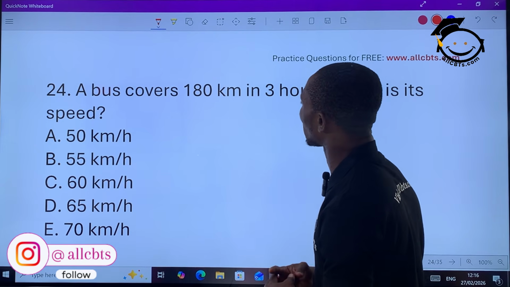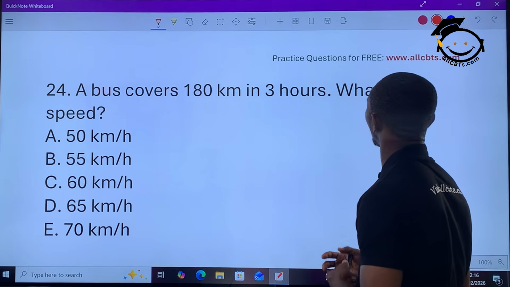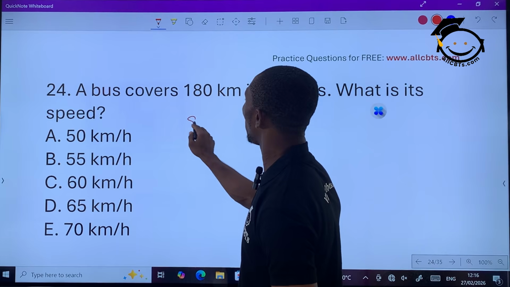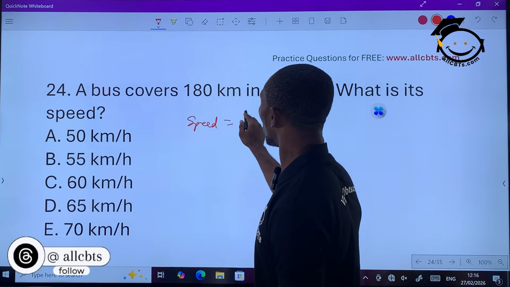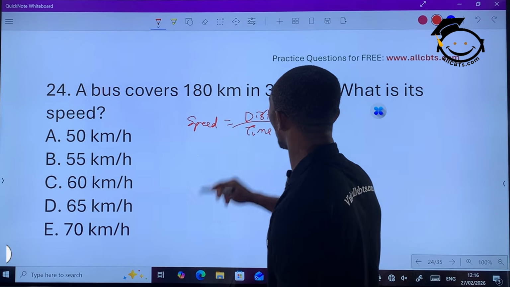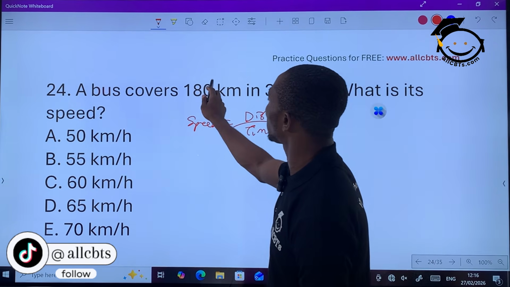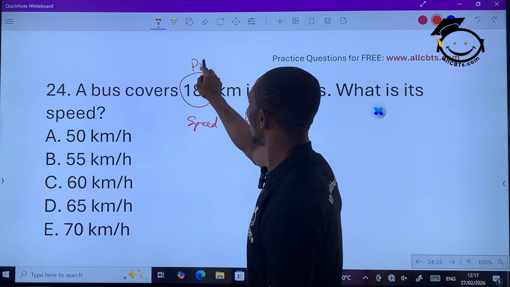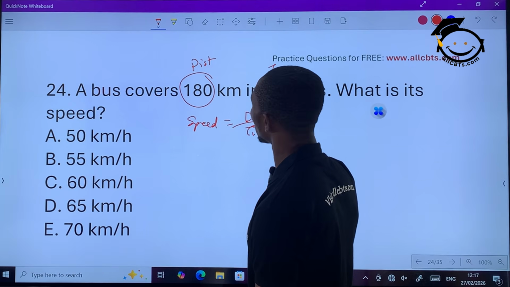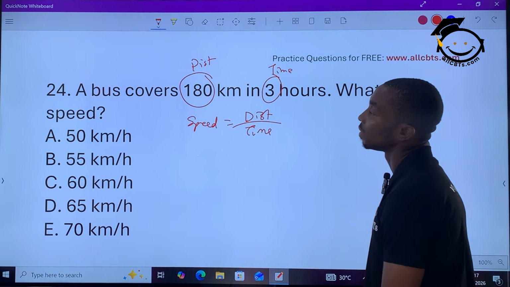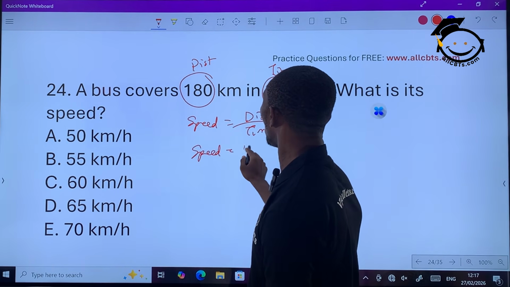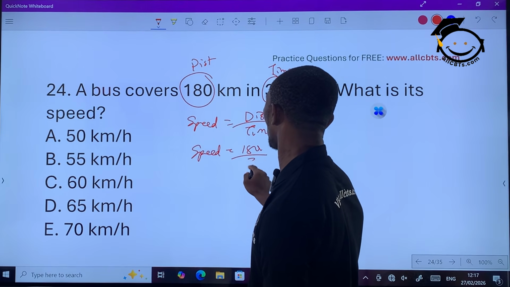A bus covers 180 kilometers in 3 hours. What is its speed? Now, we have speed equals distance over time. In this case, our distance is 180, our time is 3 hours, and we are asked to find the speed. So speed in this question is 180 divided by 3.